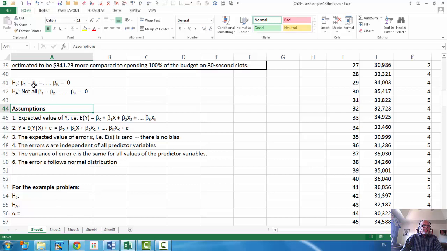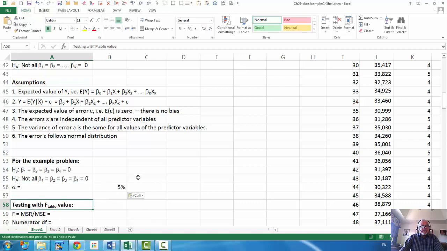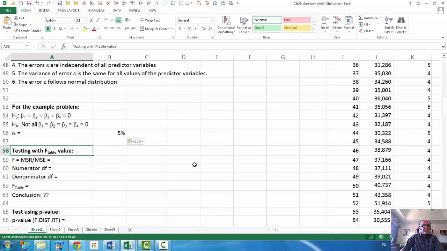And here we have 4 dummy variables, only 4 in the model. So our hypothesis test will be those 4 dummy variables equal to 0, which means it's not significant, and at least one is different from 0 would be significant. Okay, and we'll test it at 5% significance.